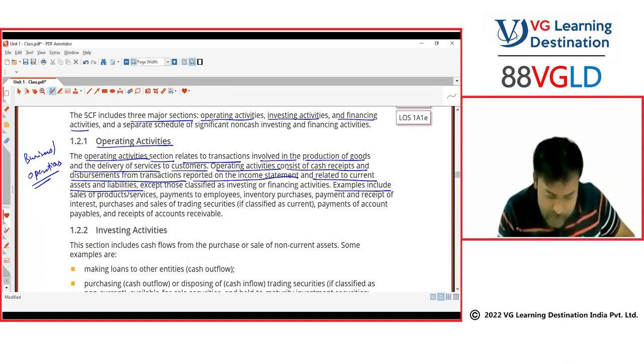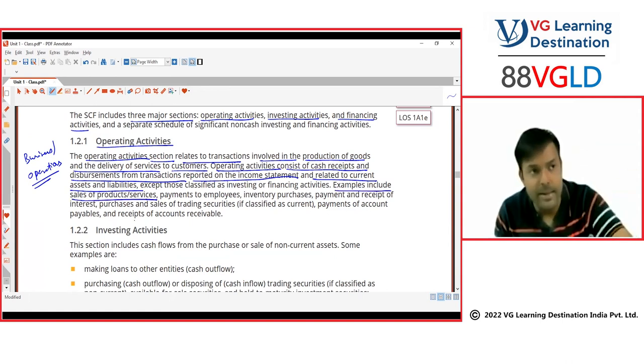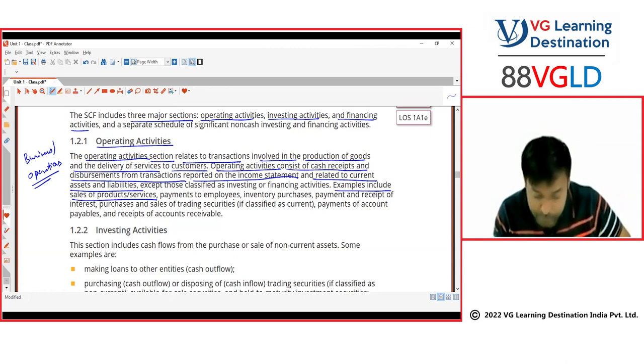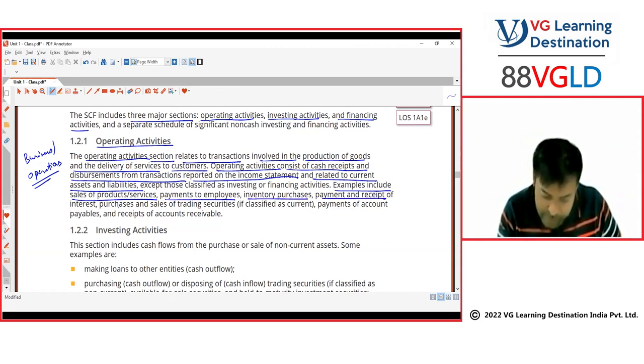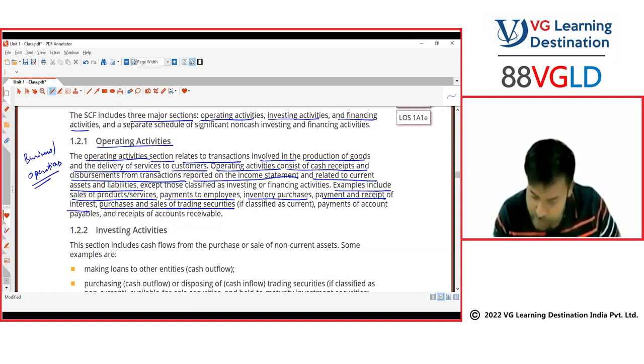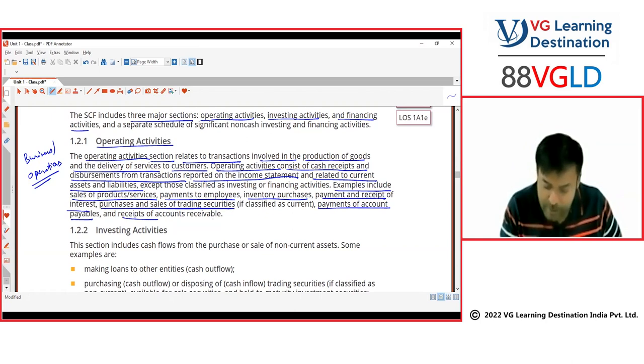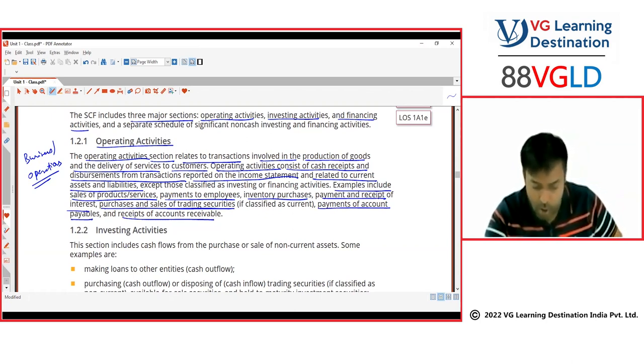Examples include sale of product. So, for example, if you are making the sale and you are receiving the money, payment to the employees, inventory purchase, payment and receipt of interest in that case, purchase and sale of trading securities. We'll talk about the trading securities also. Payment of accounts payable, receipt of accounts receivable in that case. So, all of it is going to be operating activities.